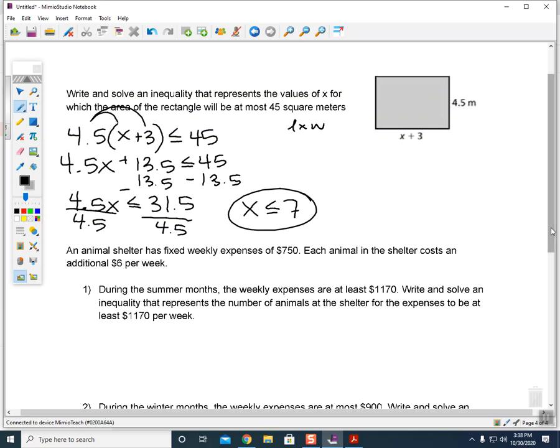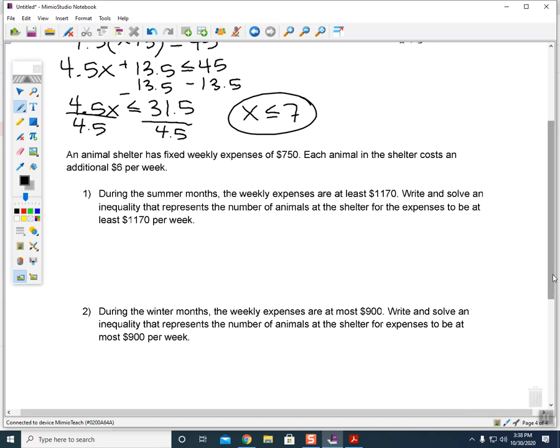Alright, last one here. This one's kind of long. An animal shelter has fixed weekly expenses of $750. Each animal in the shelter costs an additional $6 per week. During the summer months, the weekly expenses are at least $1,170. We're going to write and solve an inequality that represents the number of animals at the shelter.